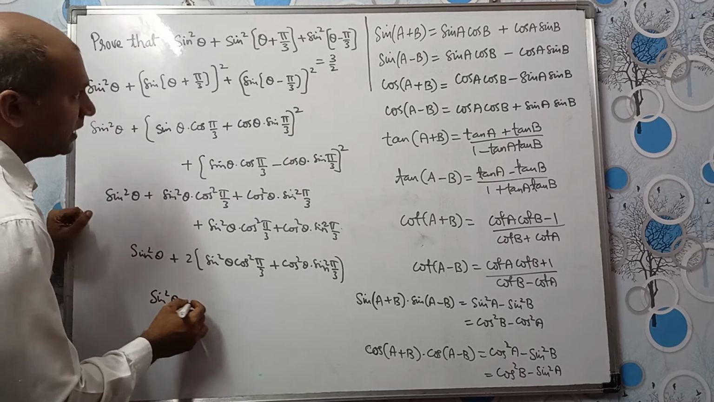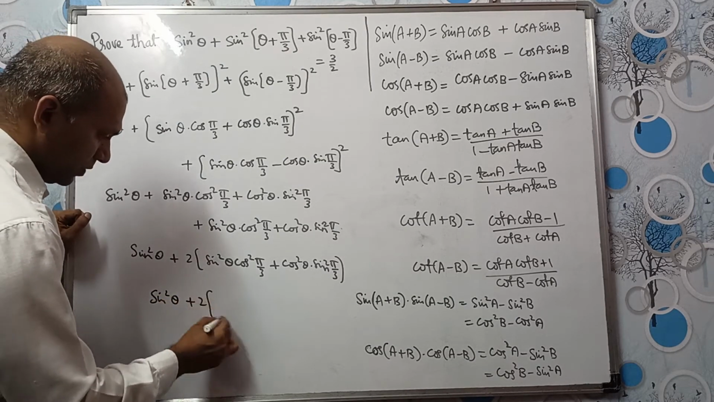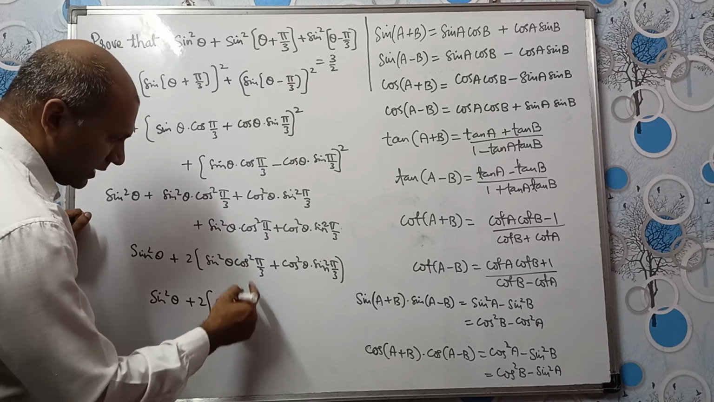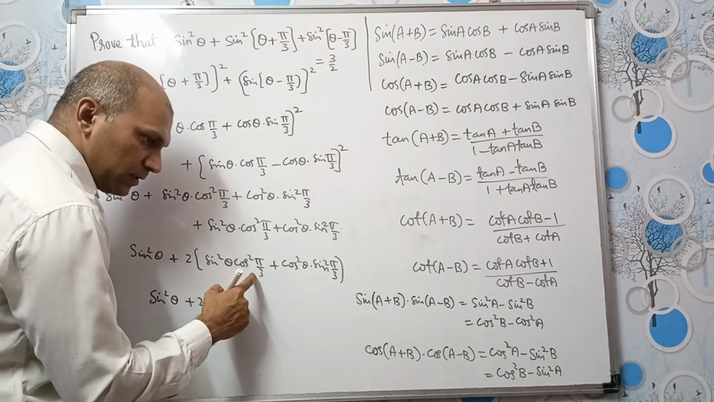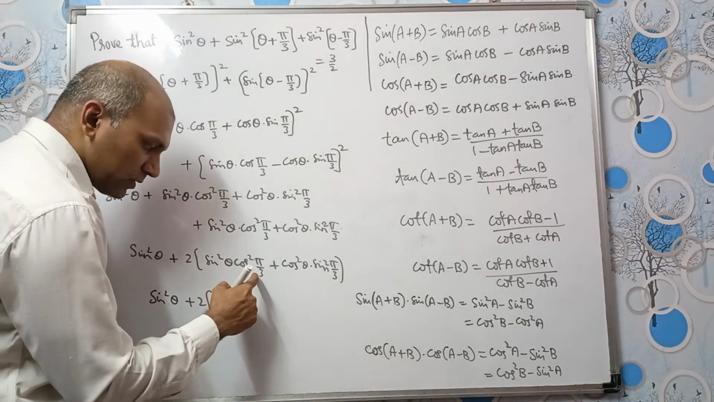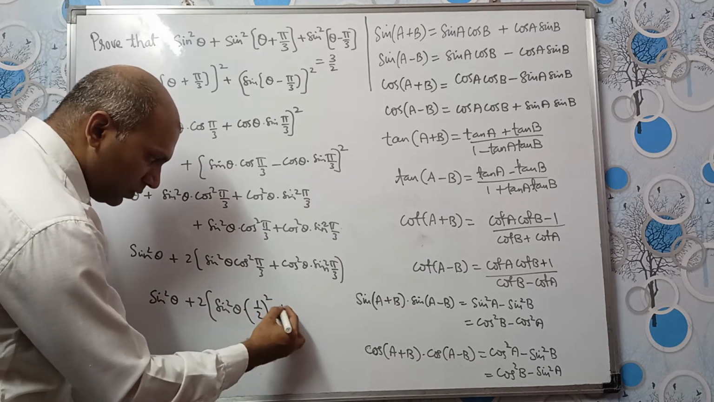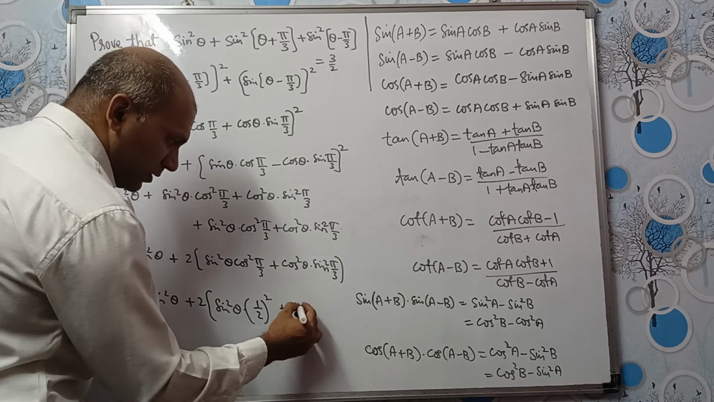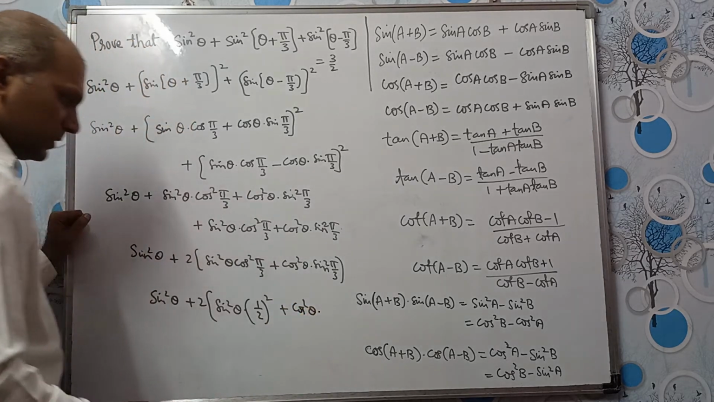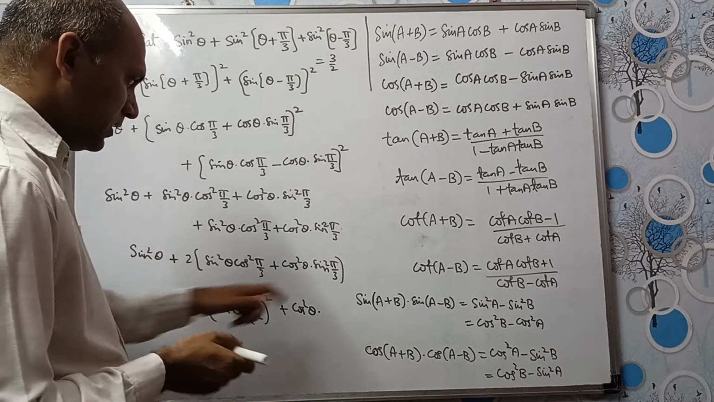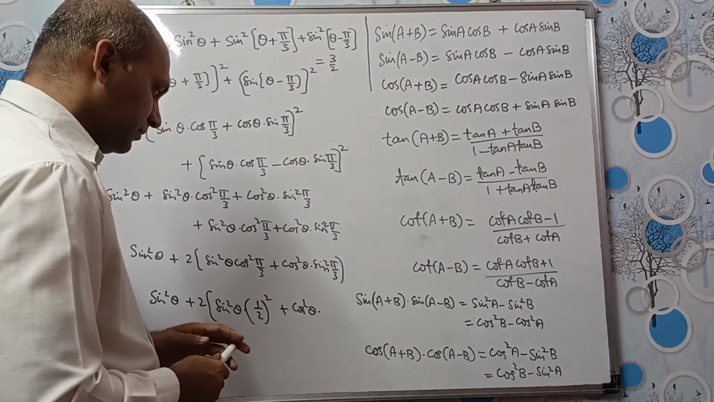See, we have sin²θ plus 2 into sin²θ cos(π/3). π/3 is 60. What is cos 60? Cos 60 is 1 by 2. So we have (1/2)² here, cos²θ, multiplied by sin²(π/3).